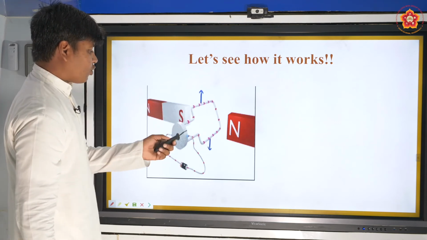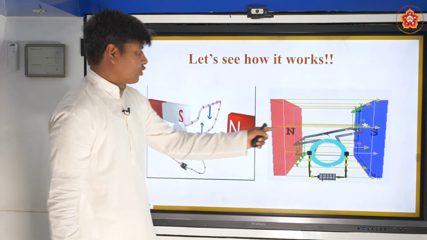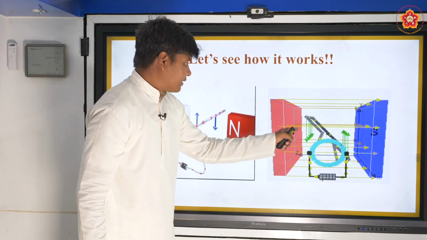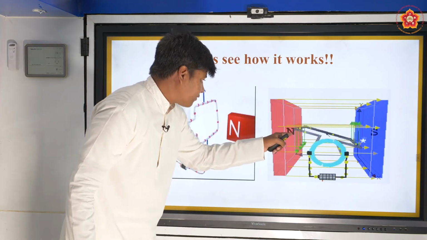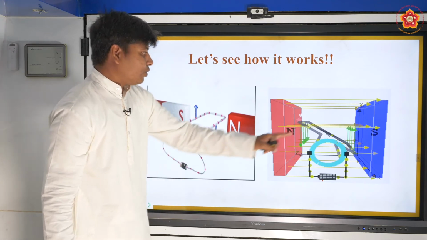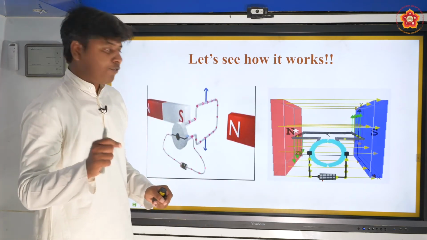So in another configuration also you can watch here. See, here is the North Pole, here is the South Pole. The same segment is experiencing a force up here. Here it is experiencing a force down. So that's why it is having a full rotation. And why can it have a full rotation?